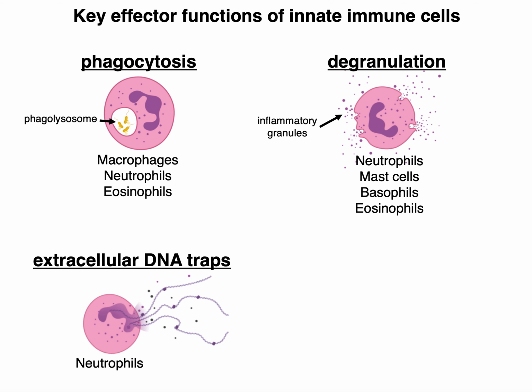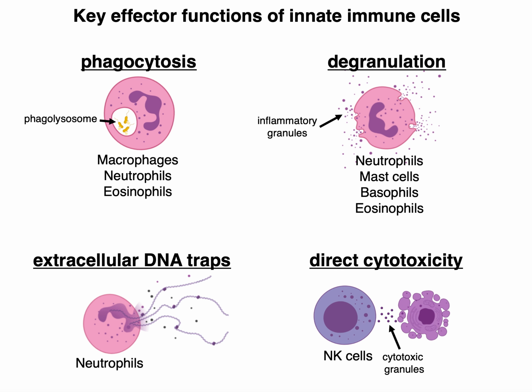Some cells in the innate immune system can release their DNA into the extracellular environment as they die, creating what are called DNA traps. The DNA is sticky for pathogens and full of antimicrobial molecules. And lastly, some cells in the innate immune system, particularly natural killer cells, can have direct cytotoxicity, whereby they can recognize virally infected cells and, by means of release of cytotoxic granules, kill them.